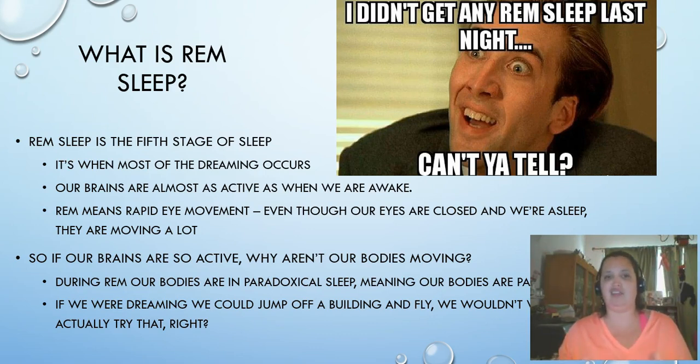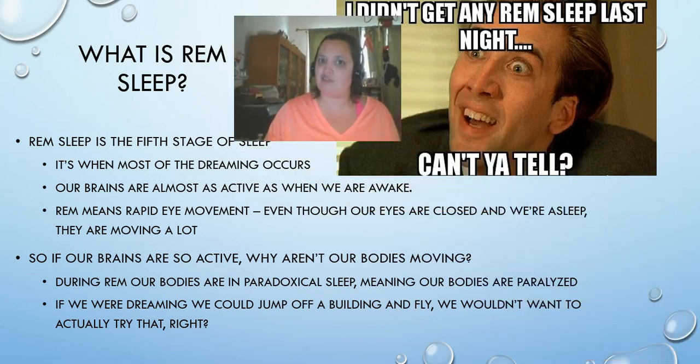I don't know if you can see there, but here we are dreaming, for example, that we're Superman or Supergirl, and we're going to jump off of a building and fly away. How come we're not moving? Well, that's what paradoxical sleep is. Paradoxical sleep means our bodies are paralyzed. So our brains are super active, but our bodies cannot move. And we do that to protect ourselves so we don't actually try to jump off of the building, which, as we know, would probably be a bad idea.